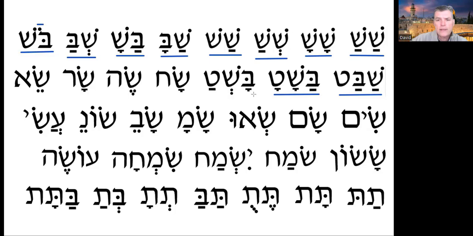The next word is bashta. Notice the shva in the middle of this word is what is known as a silent shva. It doesn't make any sound. Bashta. Next word. Sach. Of course, we have a chet on the end, which is a guttural, pronounced from the back of the throat. Se. That is a lamb.